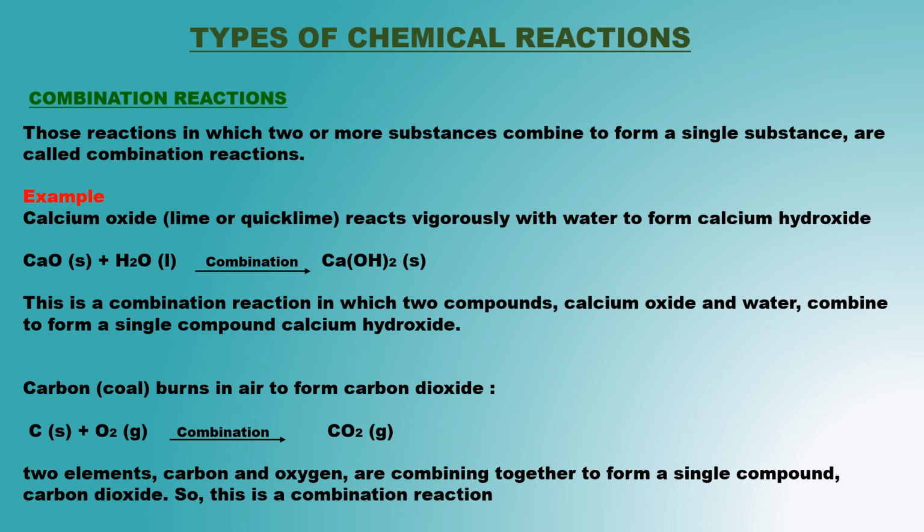Carbon, coal, burns in air to form carbon dioxide. C plus O2 on combination give rise to CO2. In this reaction, two elements, carbon and oxygen, are combining together to form a single compound, carbon dioxide. So, this is a combination reaction.